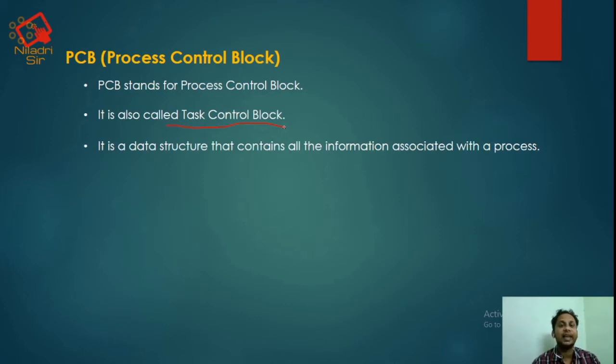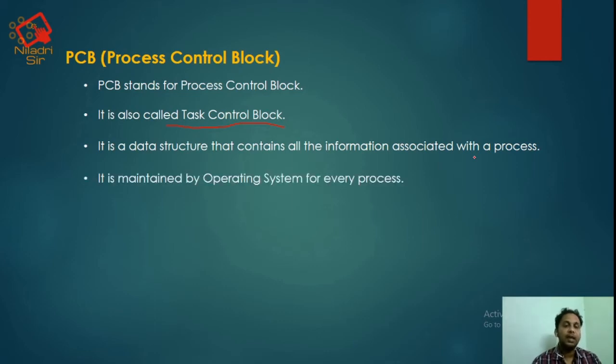It is basically a data structure that contains all the information associated with a process. Execution of a process may require storing different information about that process, like which state the process is in, which instruction will execute next, or what files are required for executing it. There is a lot of information that needs to be stored in the PCB to execute a process. It is maintained by the operating system for every process.